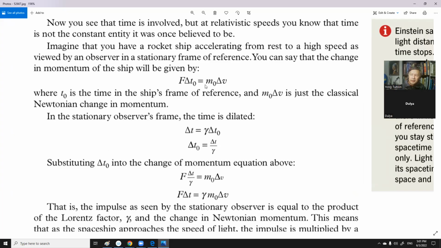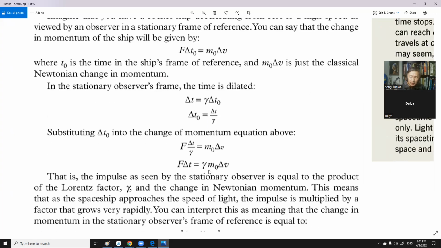Can you see my screen? So basically this delta t is a proper time. Then they use the time dilation formula to rewrite the delta t. Can you see? So Newton's law changed to this form.